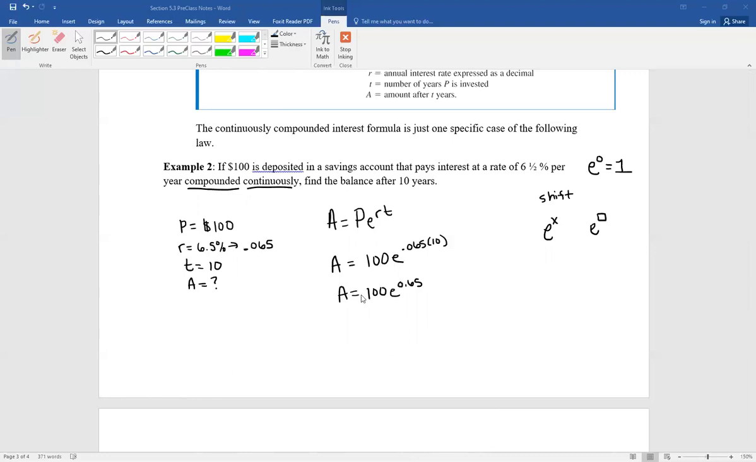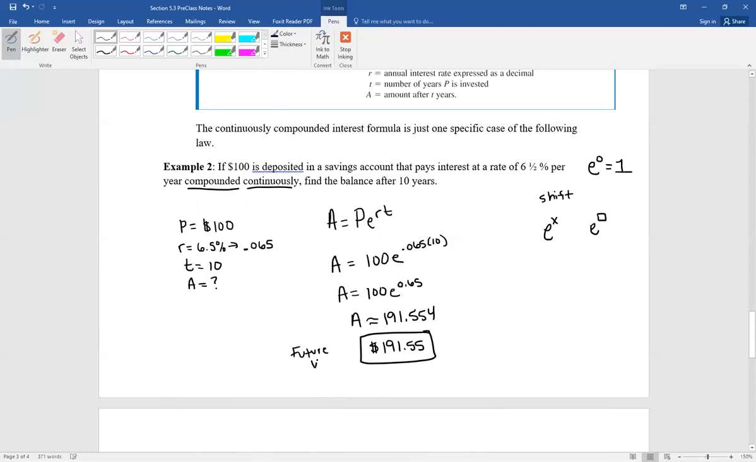Now, a lot of calculators, you can just type this directly in, 100 e to the 0.65, and you'll be fine. So this is 191.554. I'm going to write 3 decimal places, and I'm showing that I'm rounding it, because we're going to round this to 2 decimal places usually. So the 4 would not bump the 5 up, so this is going to be $191.55. That's our future value.